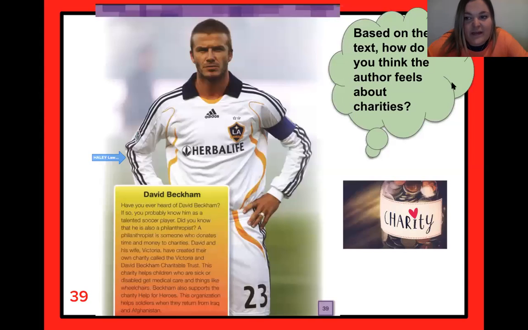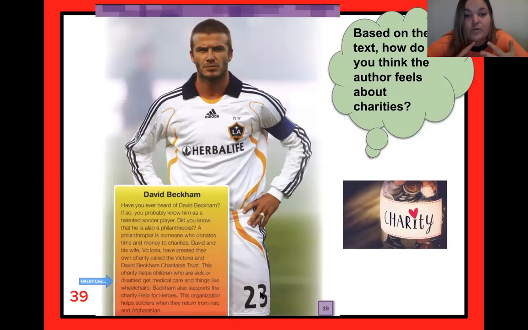So we have David Beckham over here. Have you ever heard of David Beckham? If so, you probably know him as a talented soccer player. Did you know that he's also a philanthropist? A philanthropist is someone who donates time and money to charities. David and his wife Victoria have created their own charity called the Victoria and David Beckham Charitable Trust. This charity helps children who are sick or disabled get medical care and things like wheelchairs. Beckham also supports the charity Help for Heroes. This organization helps soldiers when they return from Iraq and Afghanistan.